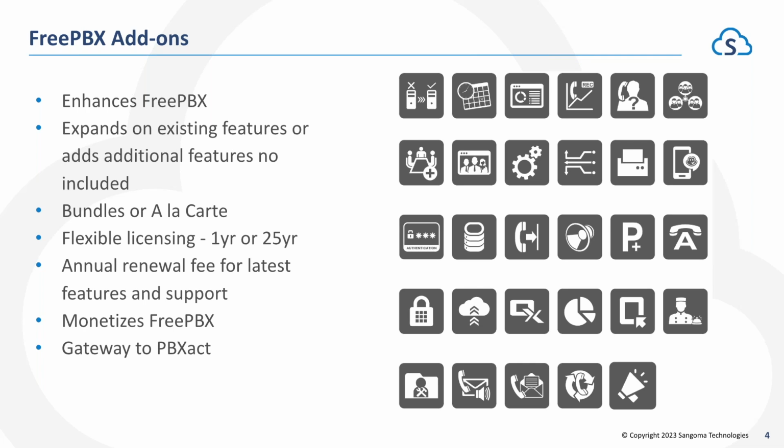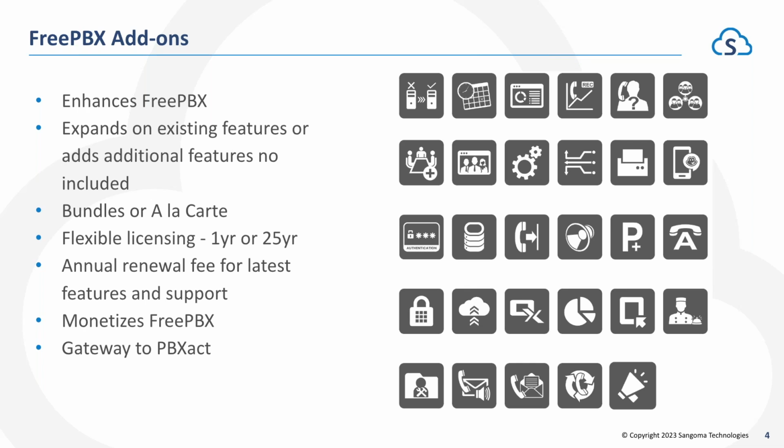And then Softphones would be an example of a module that we sell that's not expanding any feature set. There are no softphones included with FreePBX, but you have the ability to purchase a Softphones module. So these are either going to expand upon an existing feature set or provide an additional one. We offer and sell these modules a la carte individually, and as I mentioned, we provide some bundles that we'll go through as well.